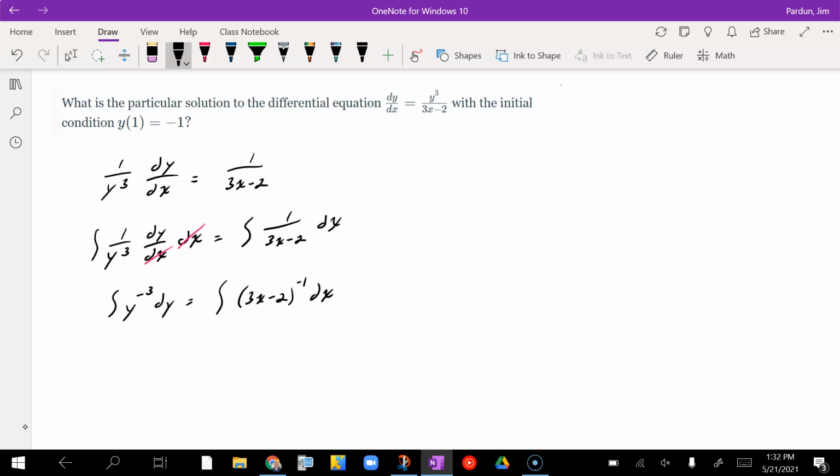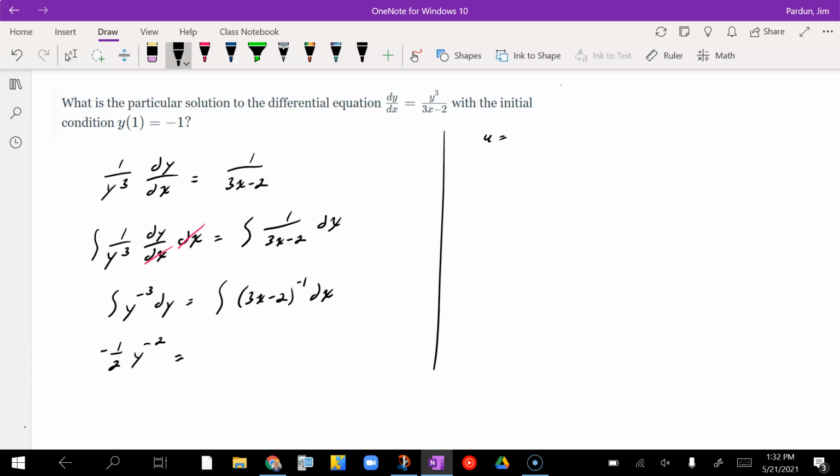All right, so on the left-hand side, I'm going to add 1 to the negative 3, and so that's negative 2, and then I'm going to multiply by the multiplicative inverse, so I get negative 1/2 y to the negative 2. And now on the right-hand side, I'm going to go ahead and use u sub, so I'm going to show my work kind of off to the side.